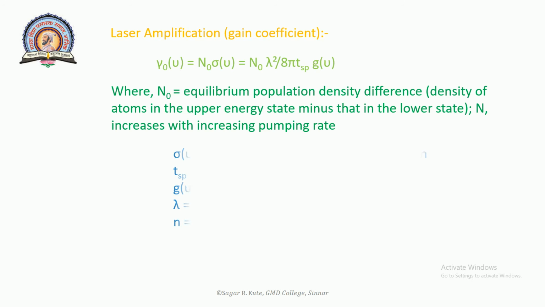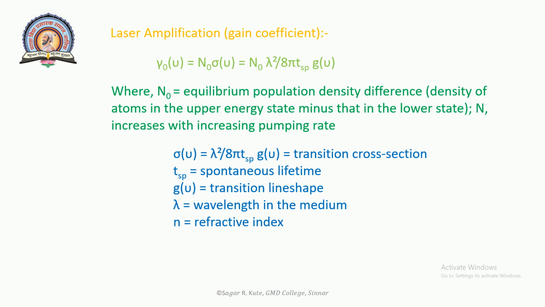Sigma of nu is equal to lambda square upon 8 pi times the spontaneous lifetime, into g of nu, the transition cross section. t_sp is the spontaneous lifetime. g of nu is the transition line shape. Lambda is the wavelength in the medium, that is equal to lambda 0 upon n, where n is the refractive index. Now this will be the optical feedback.